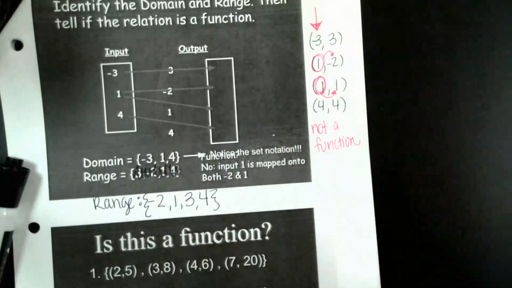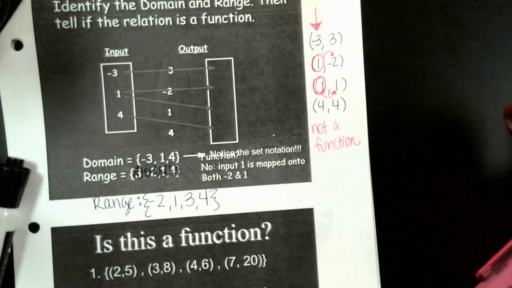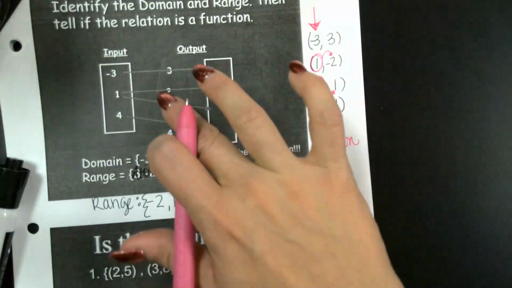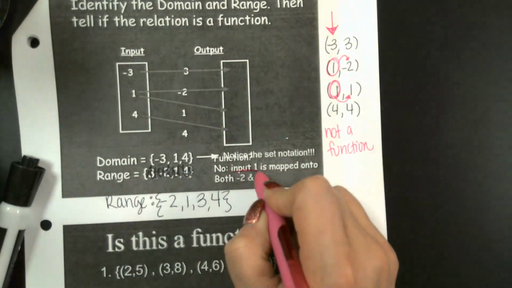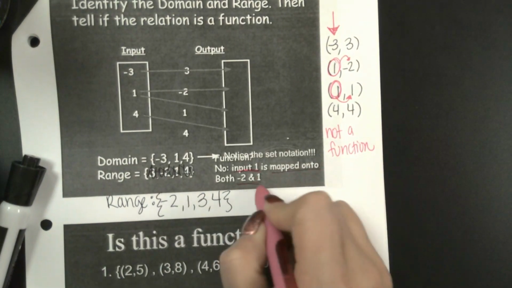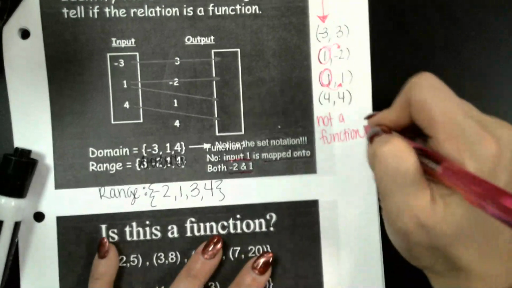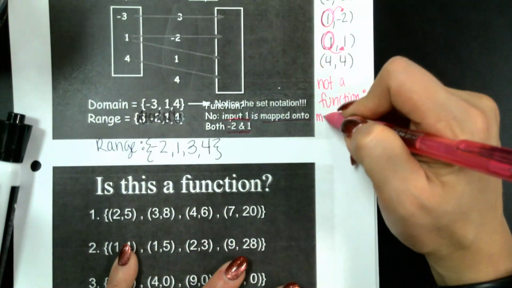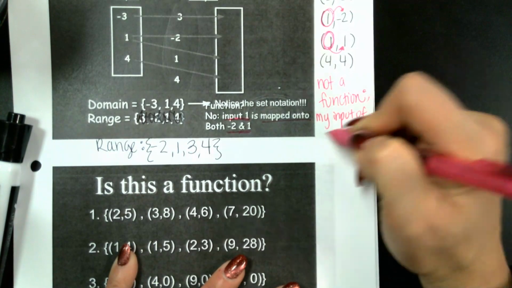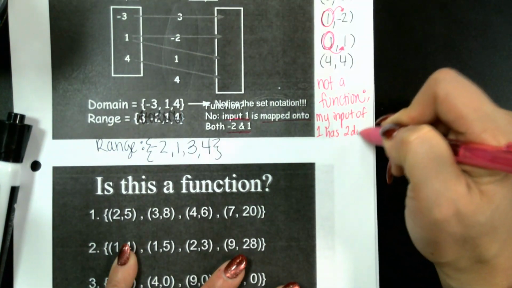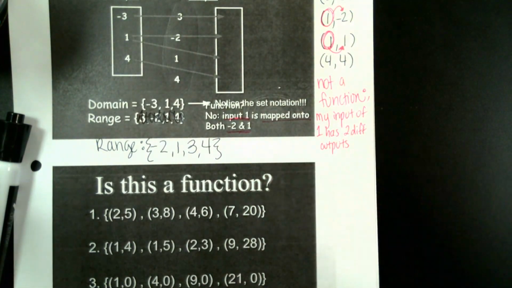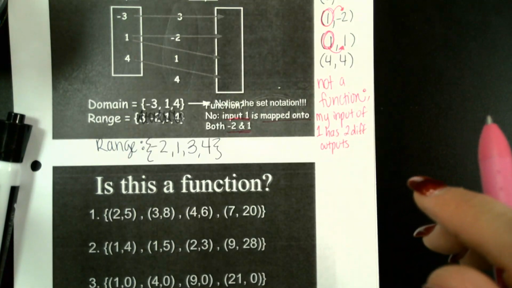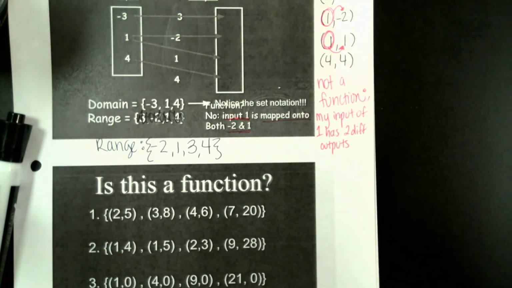And you have to be specific when you tell me the reason why. You cannot just say it's not a function because the x value of 1 is on there twice. You have to say that the input of 1 is mapped to both -2 and 1. What I usually say, and I'm going to write it out here, I usually say my input of 1 has 2 different outputs. Therefore, it's not a function.